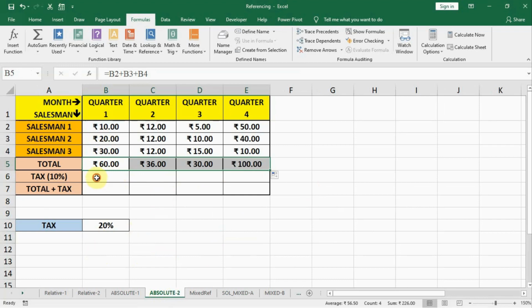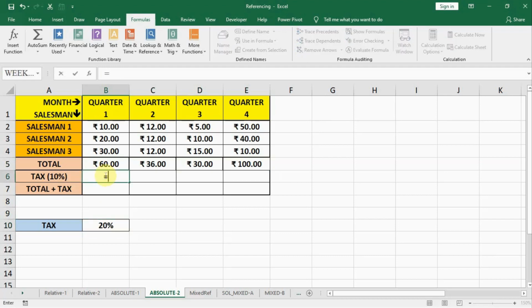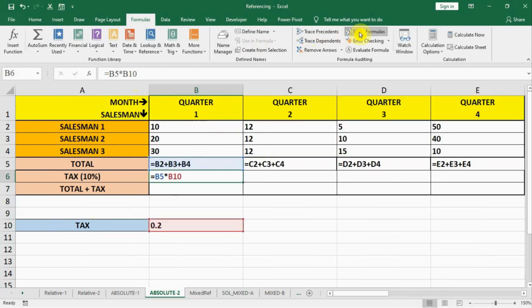And now we have to calculate the tax. Earlier the tax was 10%. Now we are referring tax to 20%. So how can we do it? We have to calculate like this. This thing is equal to this into tax and enter. Now we have calculated tax. Yes, 20% of 60 is 12. Let us go to show formulas.